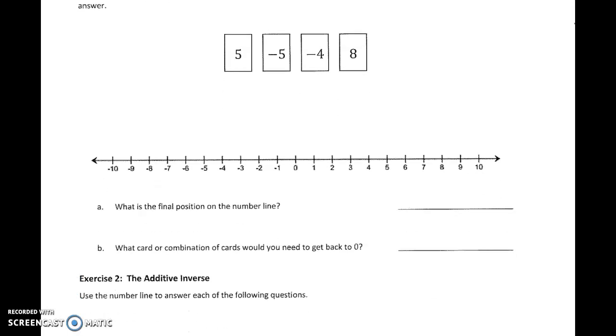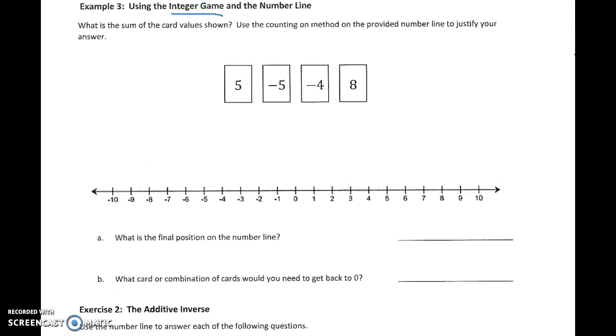So the question here says, what is the sum, that means we're going to add, of the card values shown? Use the counting method on the provided number line to justify your answer. So these are our cards, right? Maybe we're holding the integer cards in our hand, and my cards have a 5, a -5, a -4, and an 8. So if I want to know the sum, it means I have to add them all up. So let's go to our number line here. Where do we start? Right here at 0. Remember, we always start at 0.